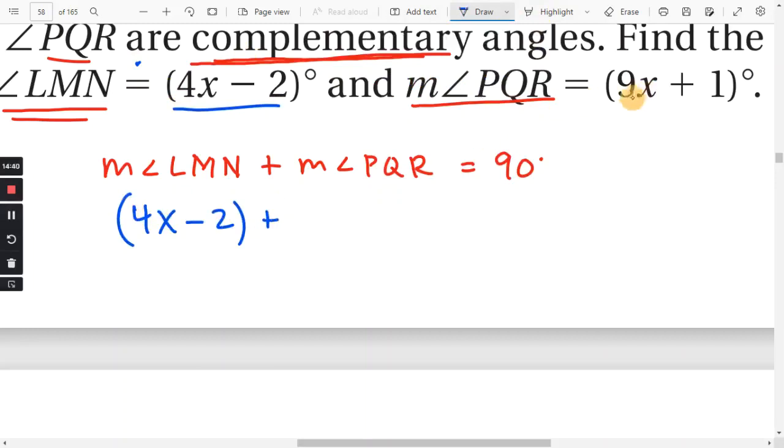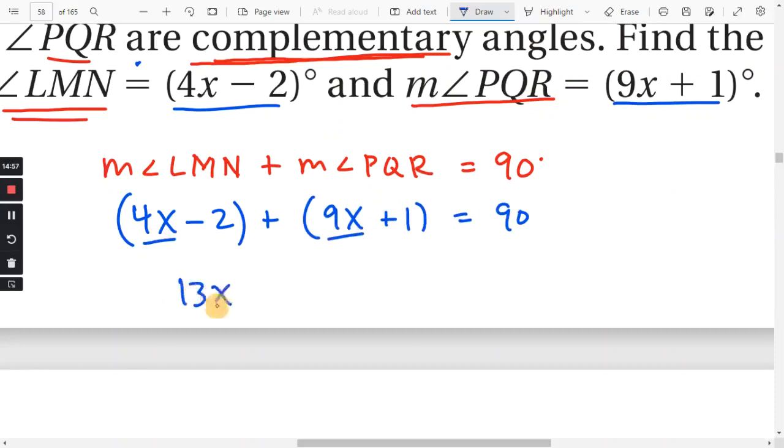And PQR is 9x plus 1. And combined, they equal 90. Okay, like terms, these are all added. 4x and 9x is 13x. Negative 2 and positive 1 is negative 1. And those just equal 90.